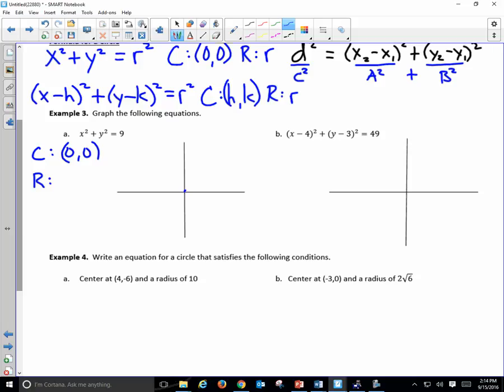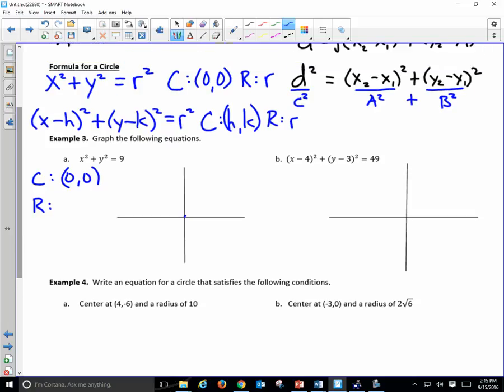The radius, notice this is important. r squared is what's at the end. So 9 is the radius squared. So what would you square to get 9? So that's the radius. The radius is the square root of the thing on the end. So therefore, I'm going to go out 3 units from the center in each direction. And that's what x squared plus y squared equals 9 looks like.